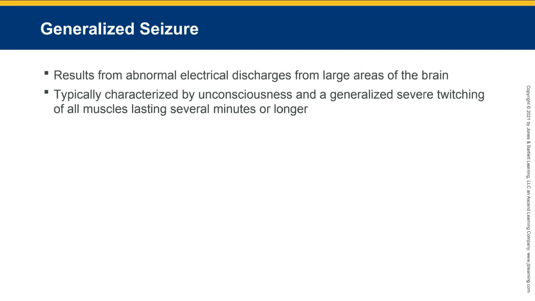Now, generalized seizures. This results from abnormal electrical discharge from large areas of the brain. It is typically characterized by unconsciousness and generalized, severe twitching of all muscles lasting several minutes or longer. So you're going to see the muscle contraction and relaxation in these patients.